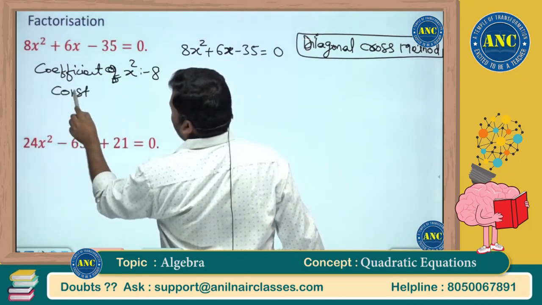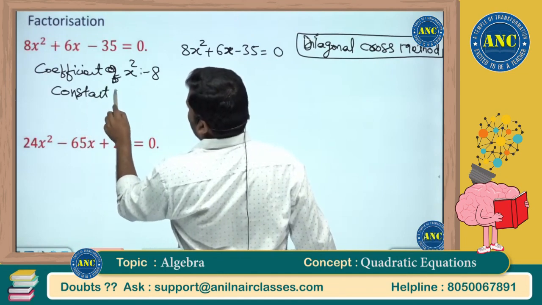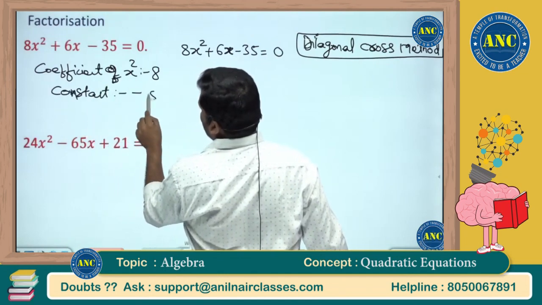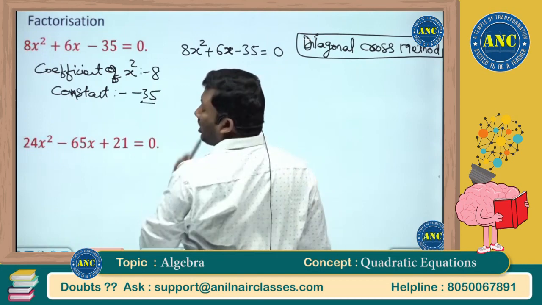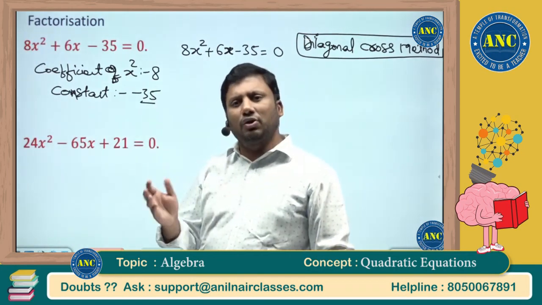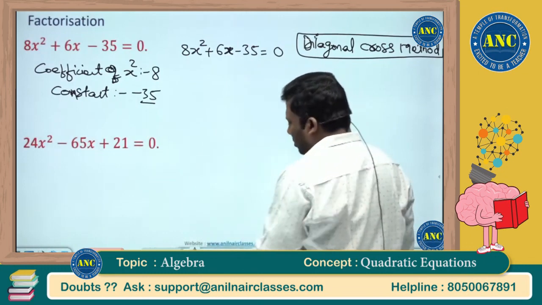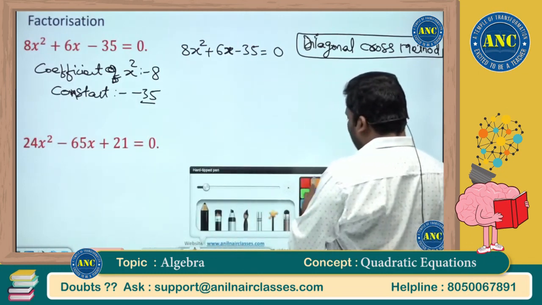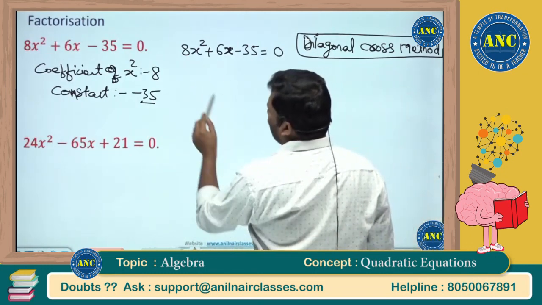The constant is minus 35. What are the factors of 35? 1 into 35, 5 into 7, 7 into 5, 35 into 1. Step number 1: first write down these factors.